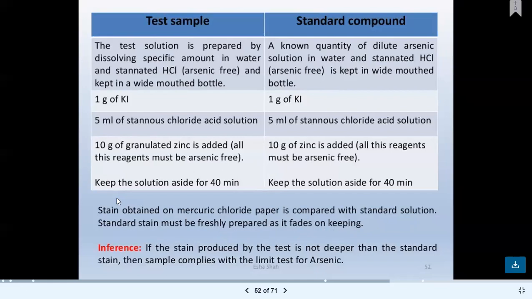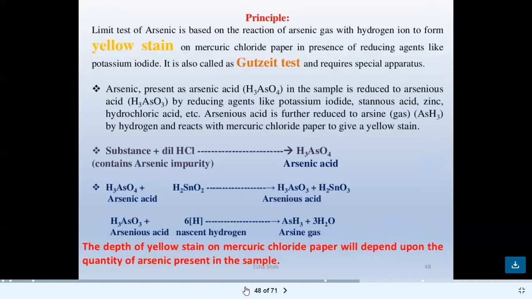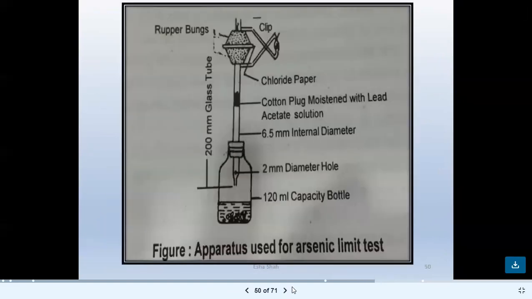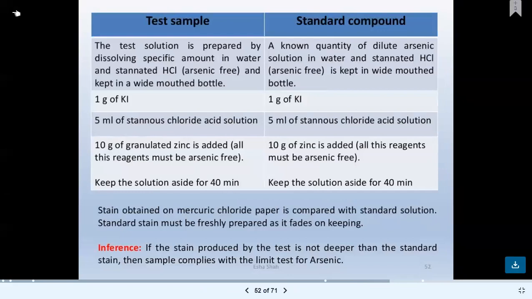We are going to compare the yellow stain produced by the test with that of the standard one. The inference is, if the stain produced by the test is not deeper, that is, fainter or less than the standard stain, then the sample complies or passes the limit test for arsenic. If the stain of the test is less as compared to the standard one, it passes the limit test for arsenic. So this is the detailed basic introduction, principle, construction and procedure of the limit test for arsenic.